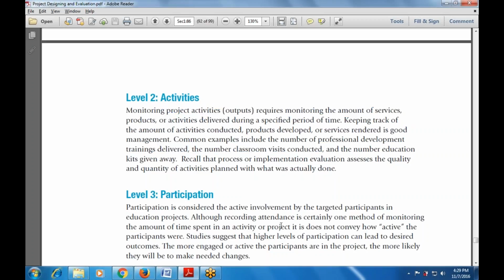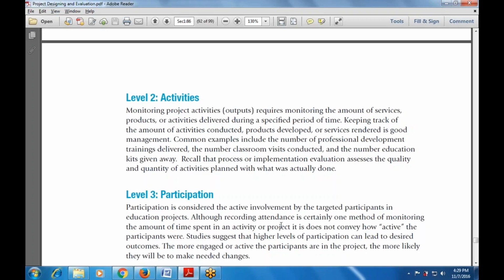So the activities are planned for various scenarios, along with the current activities and data: the number of classroom visits conducted, the number of education kits given away, the training delivered, and the facilities given, such as training manuals. Now next is level number 3, that is participation.